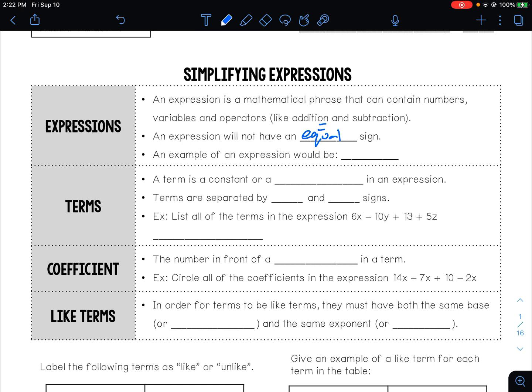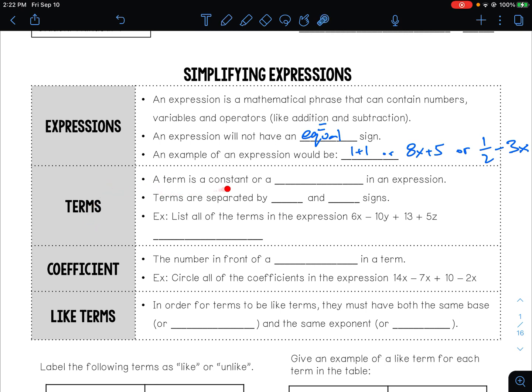An example of an expression would be, how about 1 plus 1? Or 8x plus 5. Or how about 1 over 2 minus 3x? All of those are expressions. Notice, no equal sign.